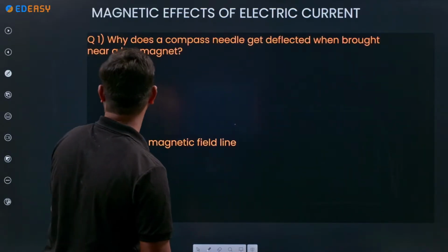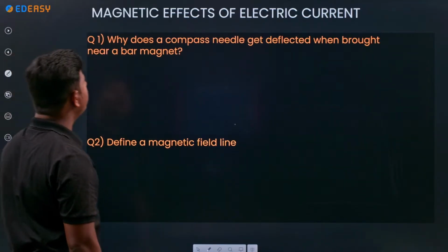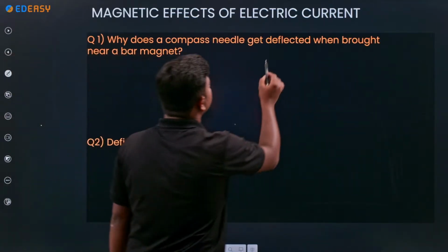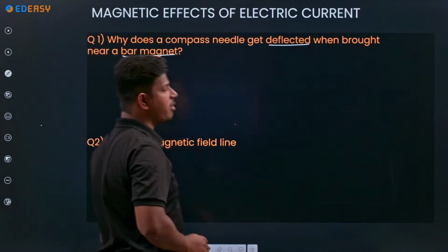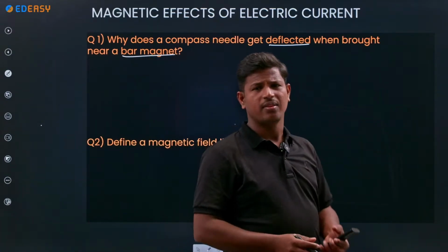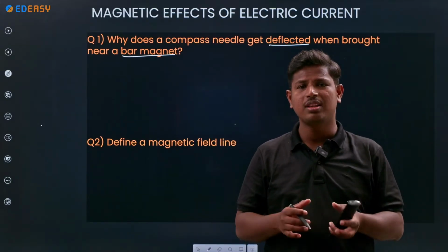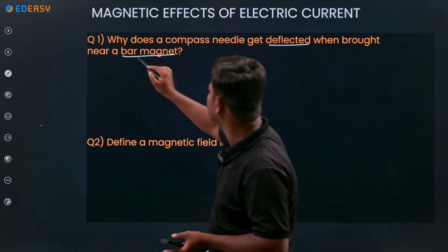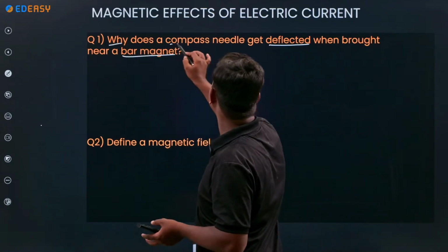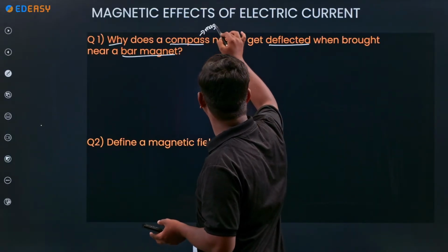Next, your favorite time came. Why does a compass needle get deflected when brought near a bar magnet? Okay, a very basic question, right? What do they ask you? What is present in a compass? A magnetic needle is present.